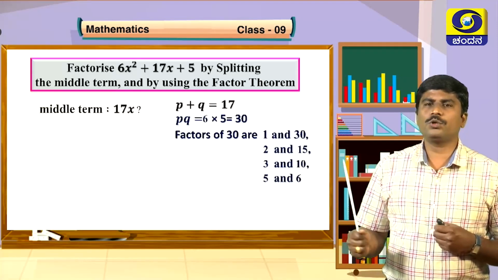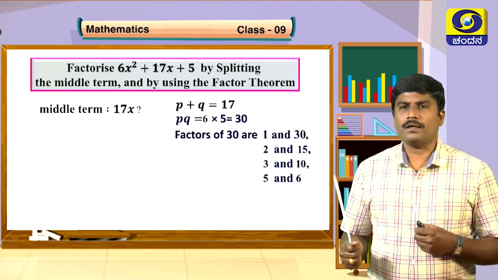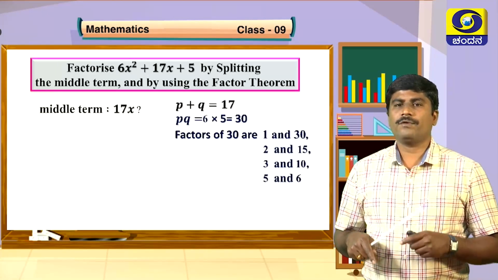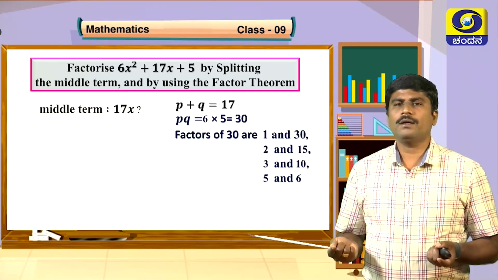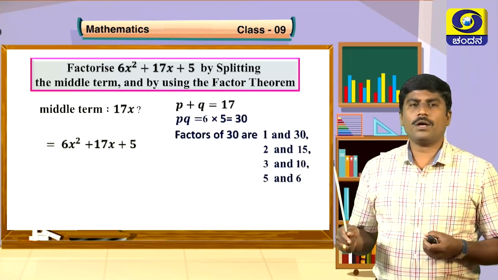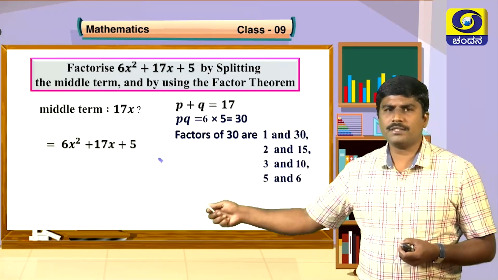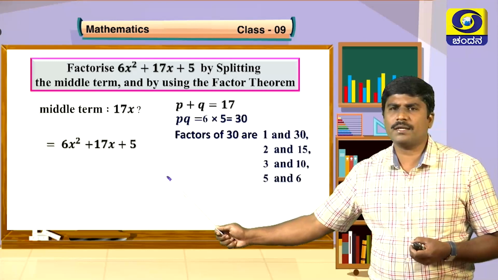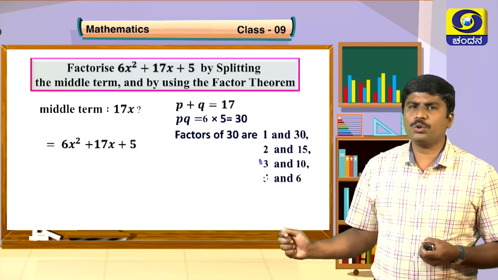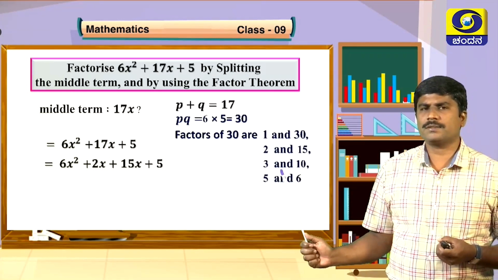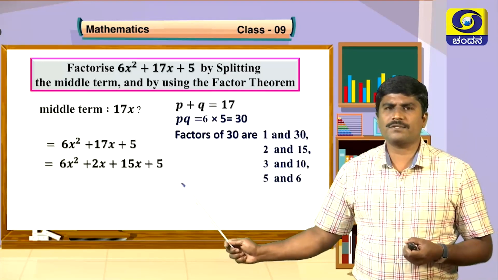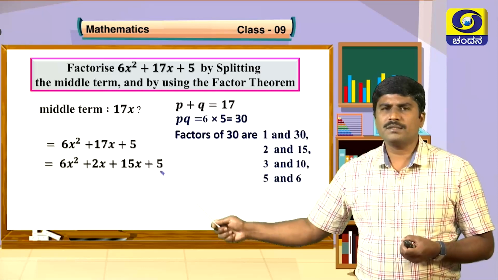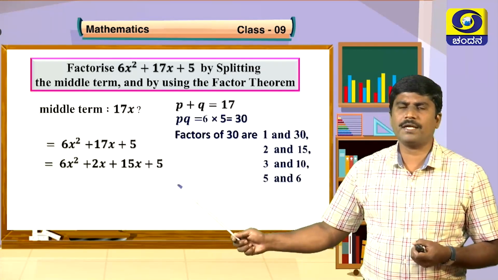Yes, you are right, 2 and 15. If you multiply 2 and 15, you will get 30. If you add those two, you will get 17, right? So what do you have to do now? We have 6x square plus 17x plus 5. Now split the middle term 17x in terms of 2x and 15x, like this: 6x square plus 2x plus 15x plus 5.